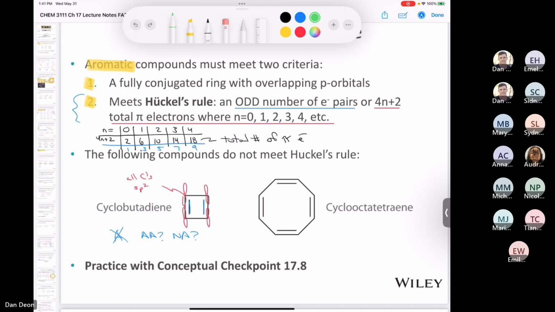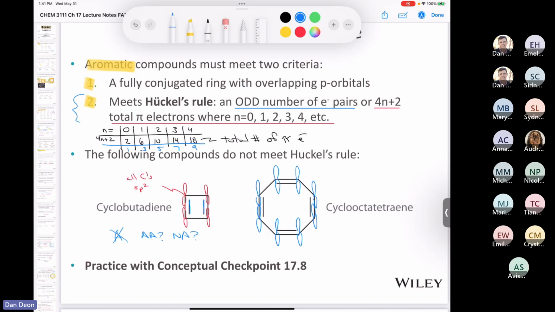Exactly. We have a continuously overlapping system of p orbitals. Nobody could argue with that. Every carbon in here is an sp2 hybrid, beautiful thing, okay? So rule number 1 is met, but it's not a Huckel number. We have 8, so that doesn't fit. We have 6 and 10 for Huckel, but we don't have 8 in there.